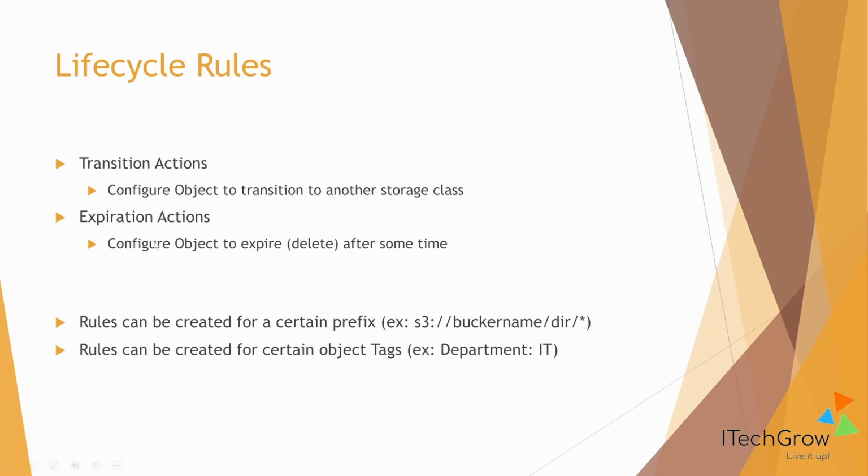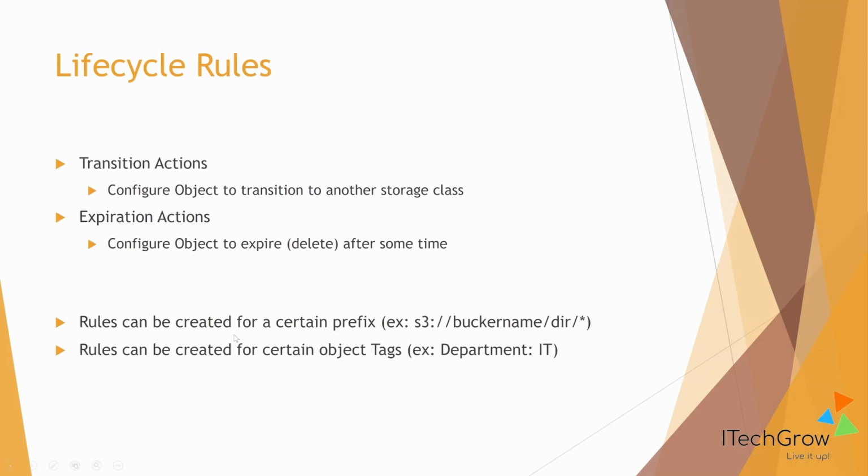The other method is expiration actions. Here you configure the object to expire and be deleted after some time. For example, the access log files can be set to delete after certain days. If you want to remove the log files within 30 days or 60 days, you can set that. And if you enable versioning in S3, you can delete the old versions, so you can set which versions to delete. It can also be used to delete incomplete multipart uploads older than 20 days or 15 days.